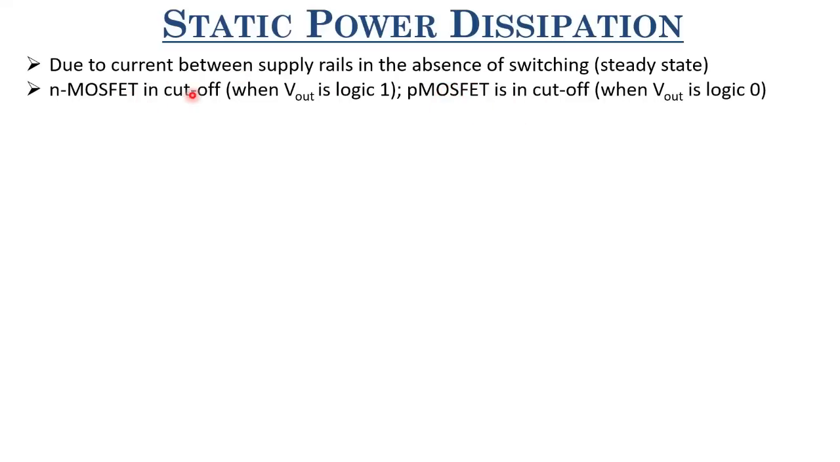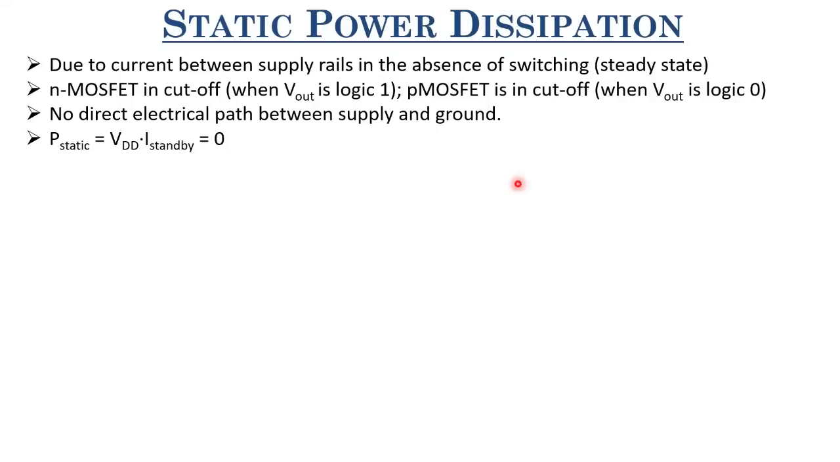Since either your NMOS or your PMOS is in the cutoff mode, there is nothing connecting VDD and the ground. So ideally, if these are in cutoff mode, we assume that no current flows through them. And as such, there's no standby current between the VDD and the ground rail. And therefore, we say that there's no static power dissipation. Or we say that there's no electrical path connecting your supply and the ground because one of them is always cut off, whenever your output is fixed at logic 1 or logic 0.